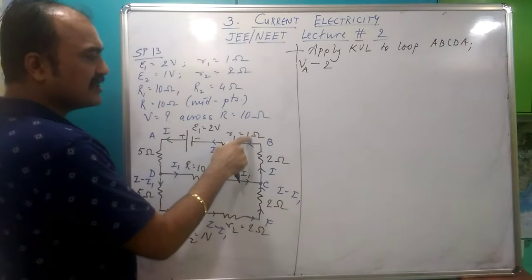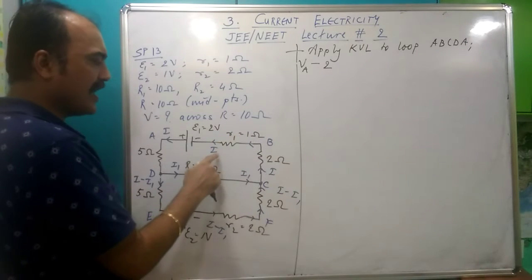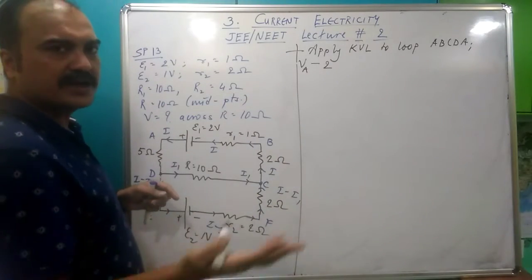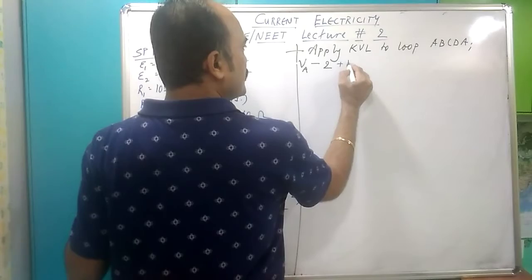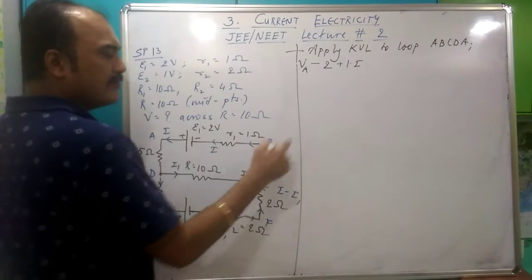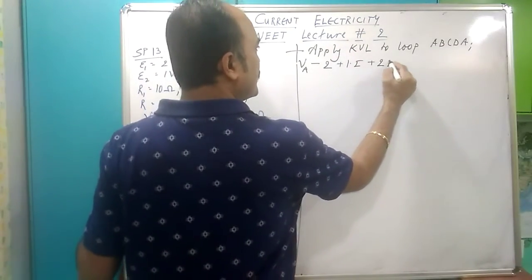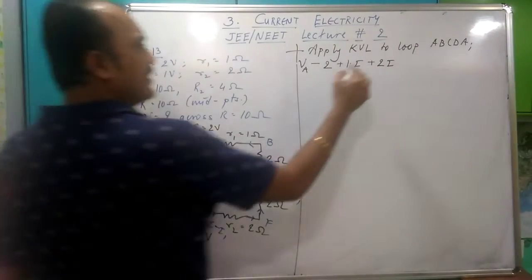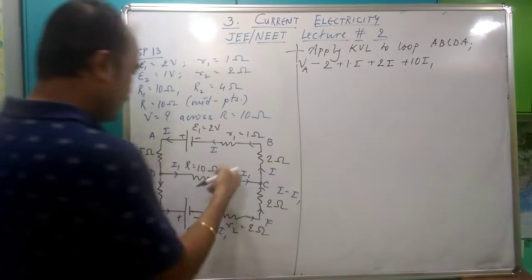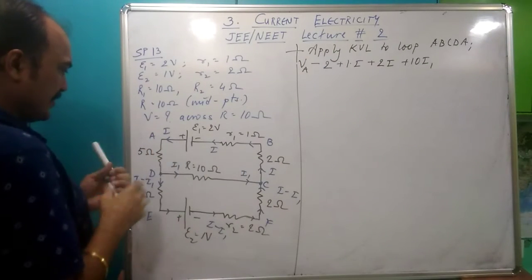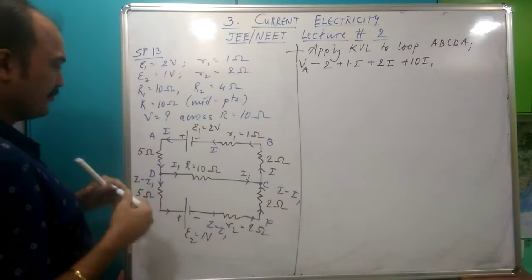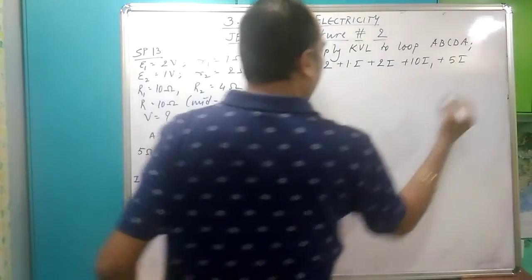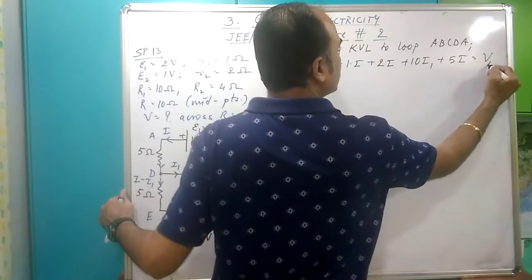Now, this is current I, resistor is 1 ohm. So the potential drop will be IR, I into 1, which is I. And since current is coming like this and we are going like this, we are going opposite to the direction of current. IR will be taken positive. So 1I, again 2 ohm and I, again opposite to the direction of current, so plus 2I, and again opposite, I1 into 10, so plus 10 I1, and we are going again opposite. I have not shown the direction of current, but I might as well do it. So again opposite, so plus 5I, and we come back again to A, so this becomes VA.